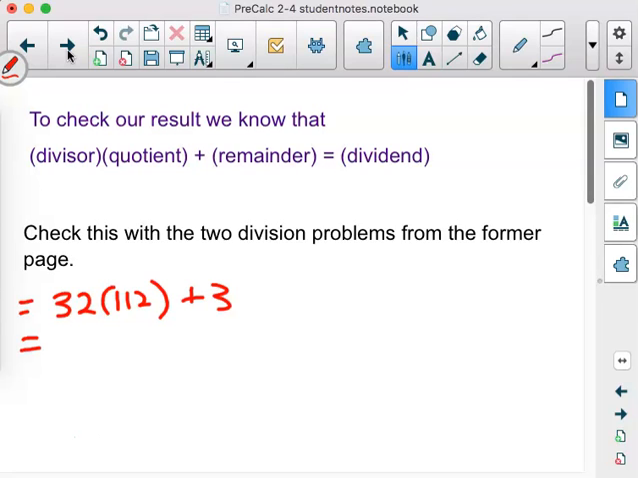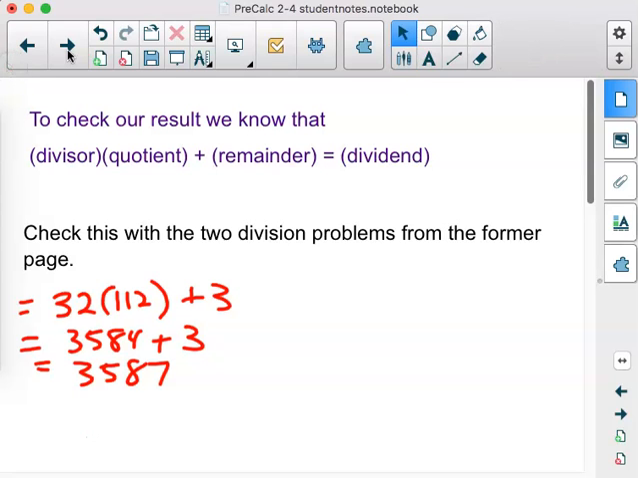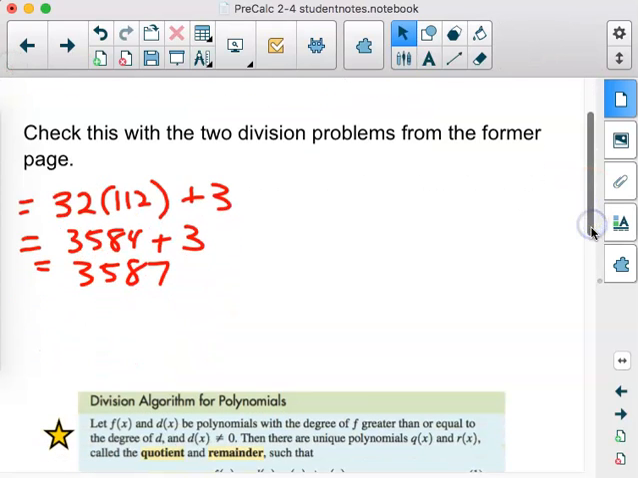So 32 times 112 is 3,584. And we have to add that remainder of 3, which gives us 3,587, which was our dividend. Now, it's going to look a little more complicated when we're talking about what we had for our long division problem with that polynomial.